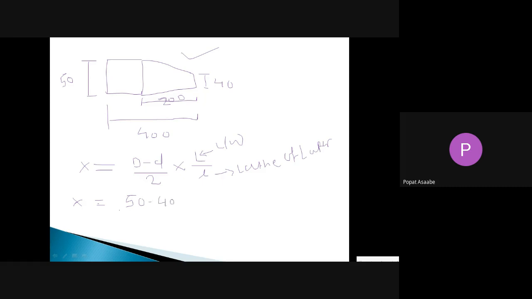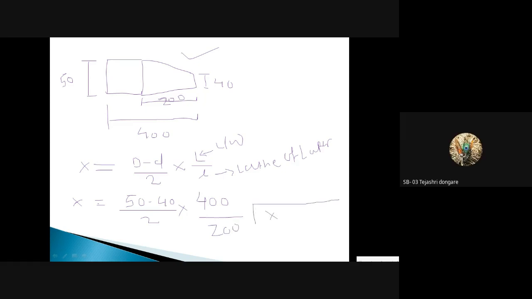Then divided by 2. Then what is capital L? 400 is there. Then small l means taper length. How much taper length have they given? They have given 200. Then calculate and tell me the value of that X.